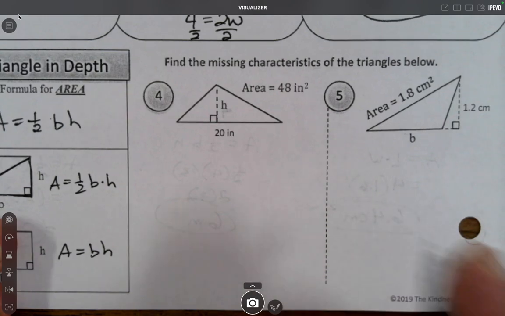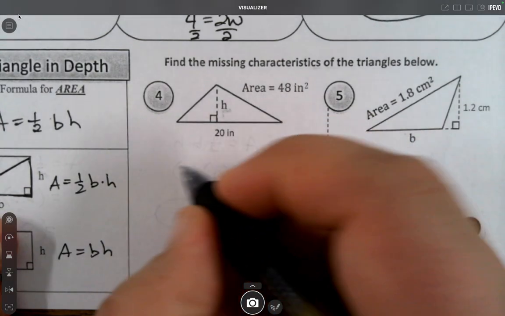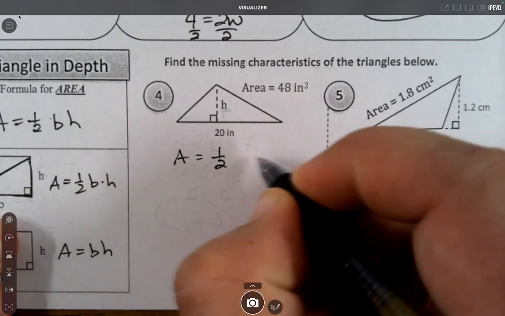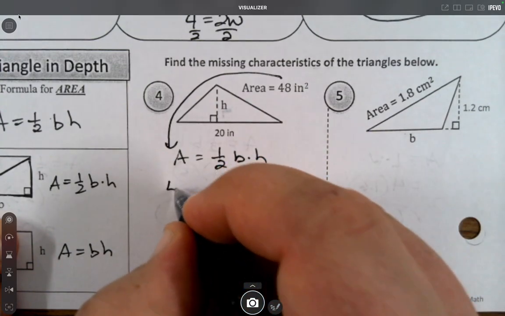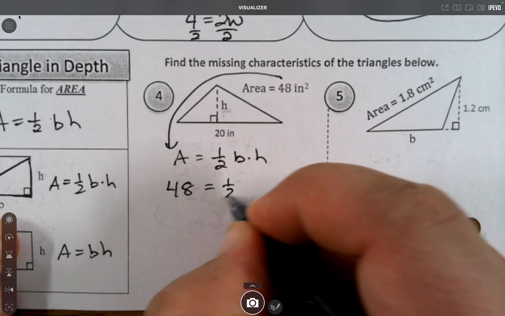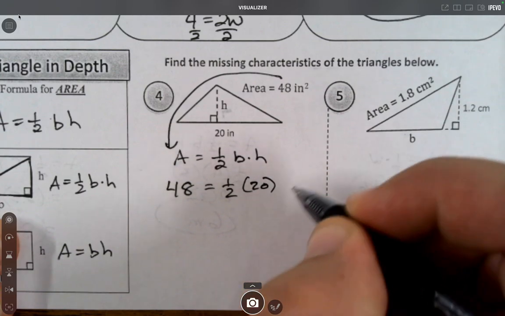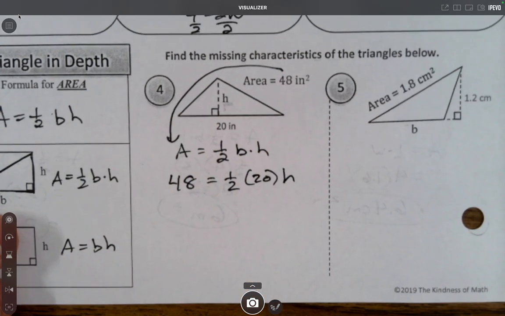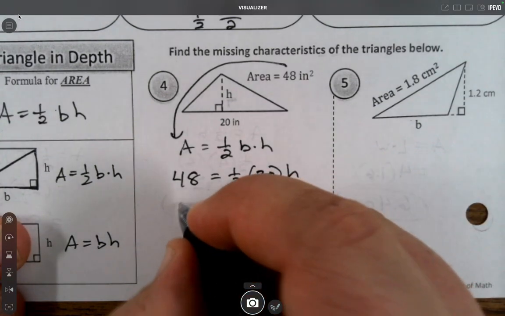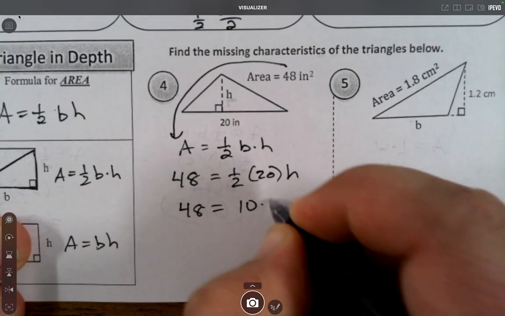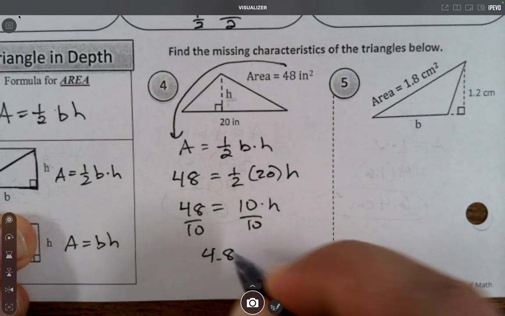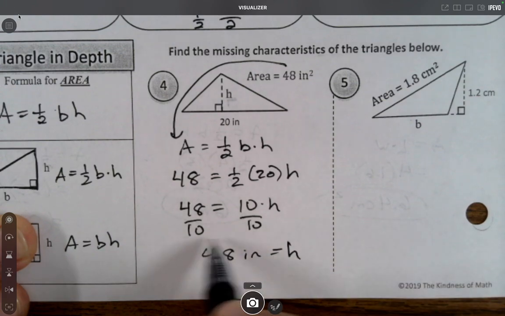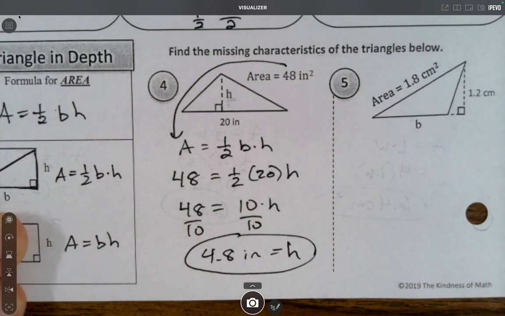So on number 4, notice they gave us the area this time, but we need to find the height. So we'll plug in the formula. Area is 48, so I plug that in for A. The base is 20. The height, I don't know, that's what I gotta find. Half of 20 is 10. We divide both sides by 10, and we find that the height is 4.8 inches. So we can work backwards with these.